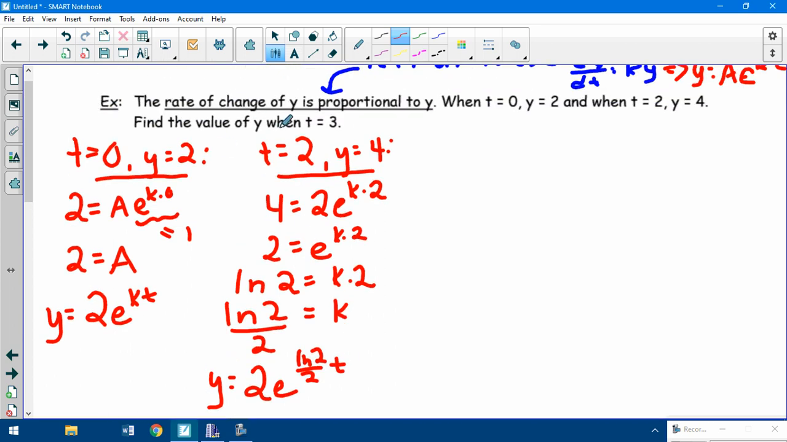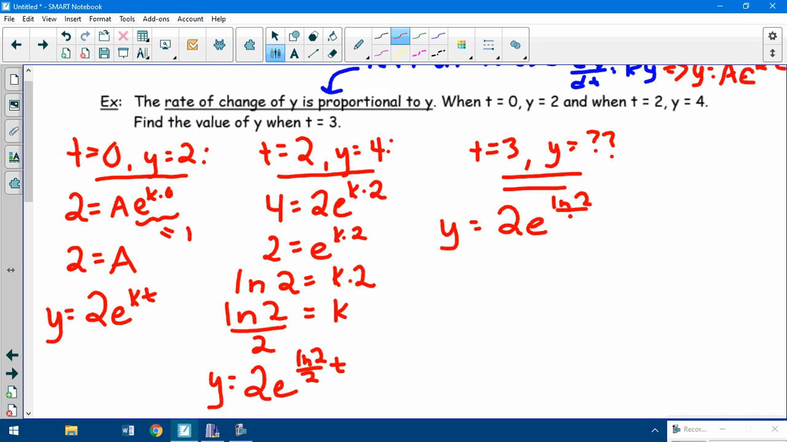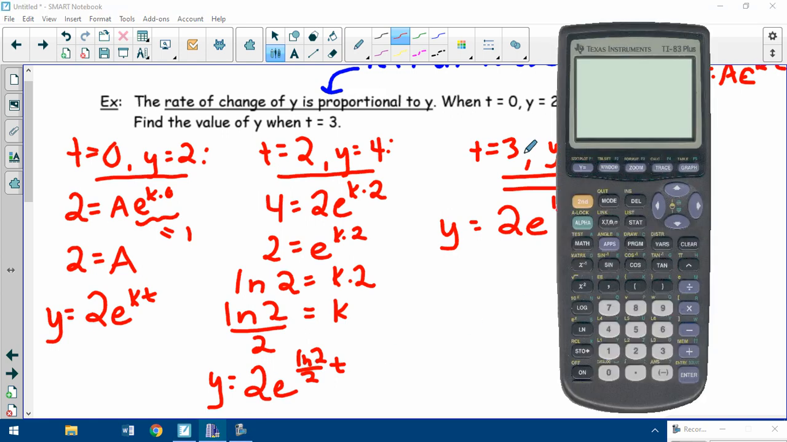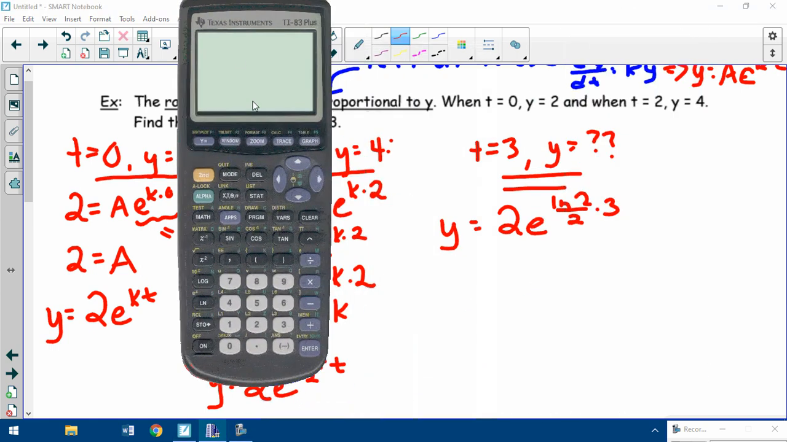Finally, it says find the value of y when t equals 3. So when t equals 3, what's y equal? E's peas, just plug it in. y equals 2e to the ln of 2 over 2 times 3. And here's where you need your calculator. So this one's a little bit annoying because it's an old one. I'm going to have to use some more parentheses.